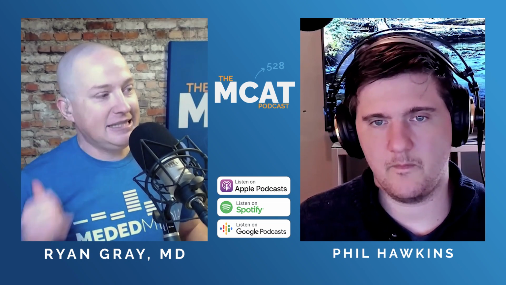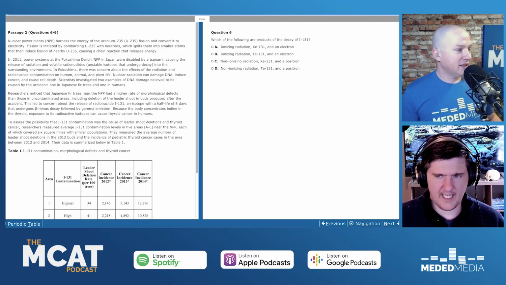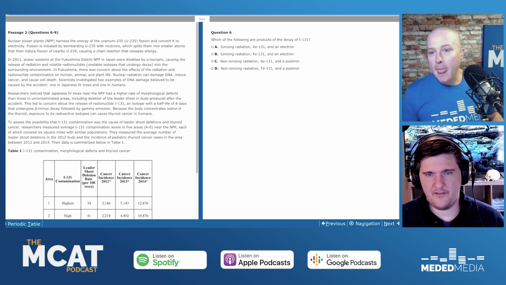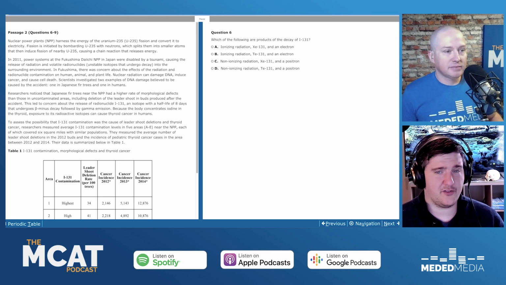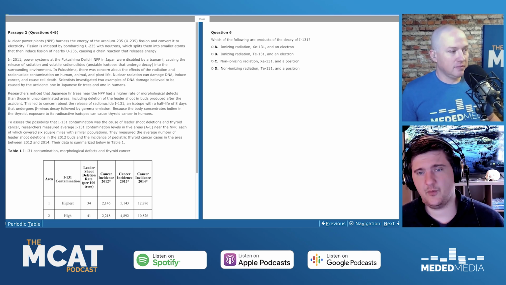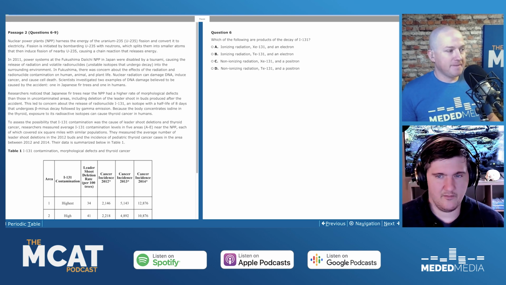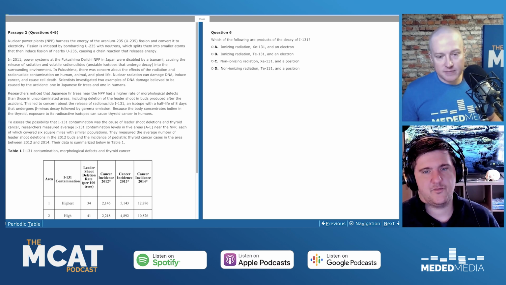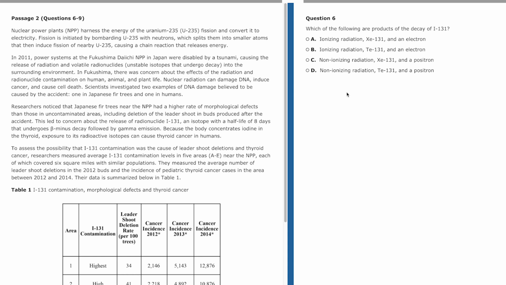So go ahead and take a dive into this passage. Yeah, so we'll go ahead and take a look at this very first bit here. It's questions 6 through 9 on the exam. So we're going to have 4 questions. Nuclear power plants harness the energy of uranium-235 fission and convert it to electricity. Fission is initiated by bombarding uranium-235 with neutrons, which splits them into smaller atoms, which then induce fission of nearby uranium-235, causing a chain reaction that releases energy.